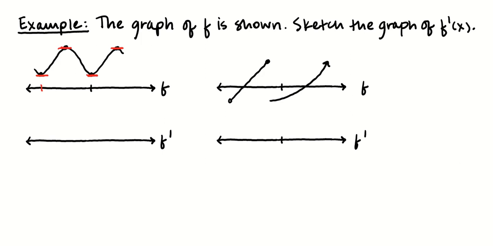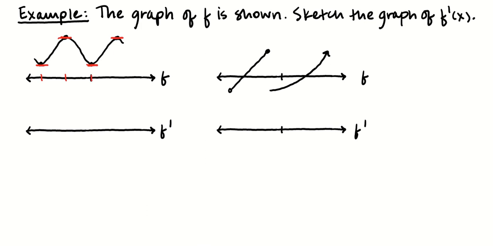So I'm going to mark these off on my horizontal axis. Whoops, yep, I'm still in the shot. All right, so then I'm going to copy these down here. Since the height of the graph of f prime represents the slope of the graph of f, at these red places the slope of the graph of f is 0, so the height of the graph of f prime needs to also be 0. Okay, so these are zeros of the graph of f prime.